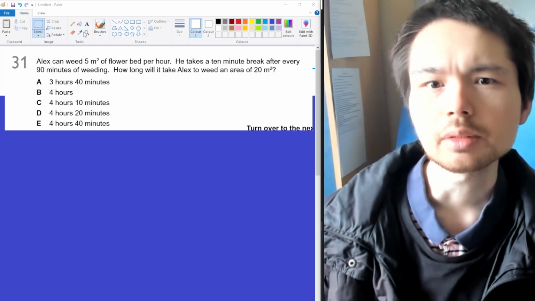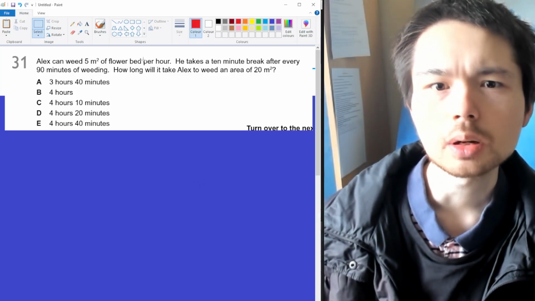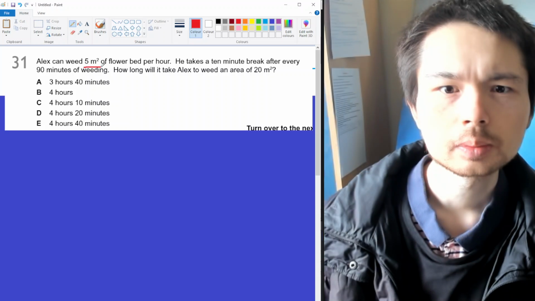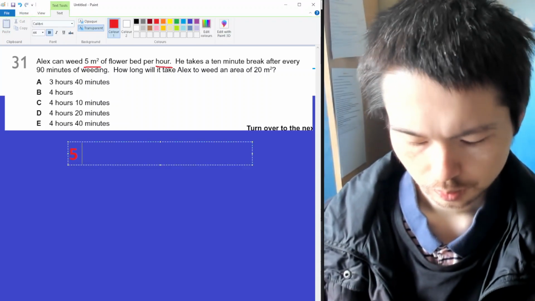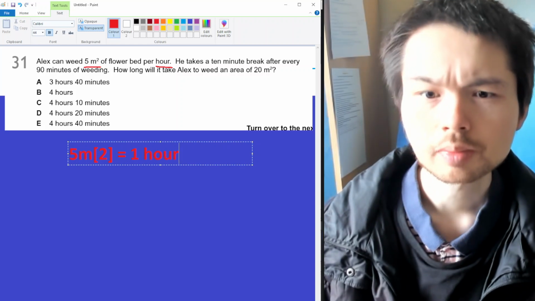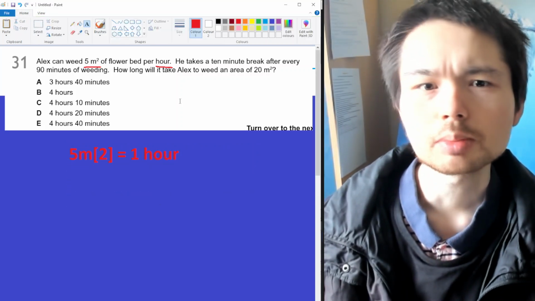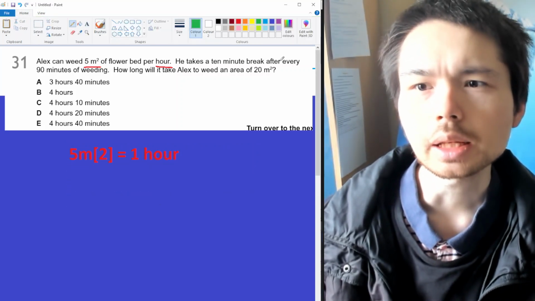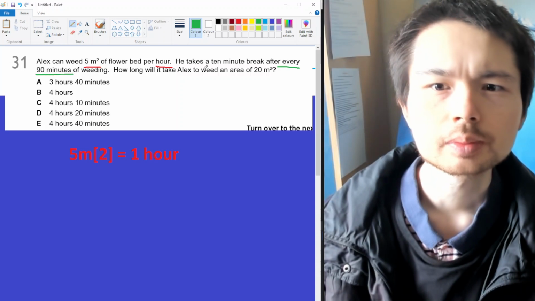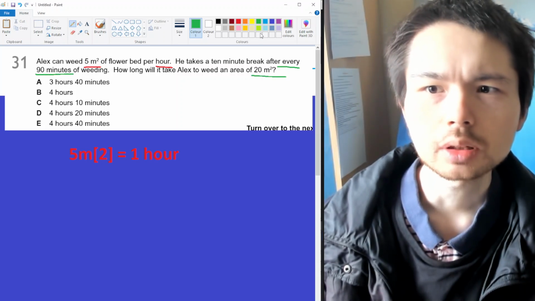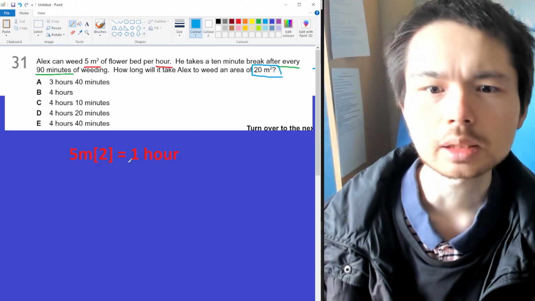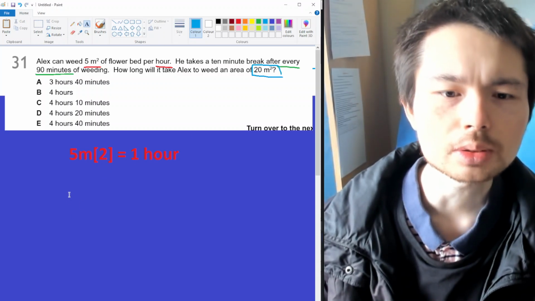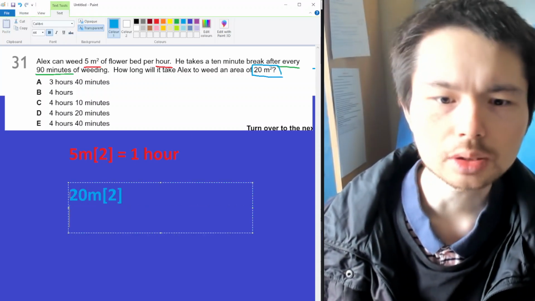Alex can weed 5 meters squared of flour per hour. Write that bit now. He takes a 10-minute break after every 90 minutes. Remember that. How long will it take to weed an area of 20? Key number. Put that number underneath here. Why? Because the numbers match up. They are both meters squared.